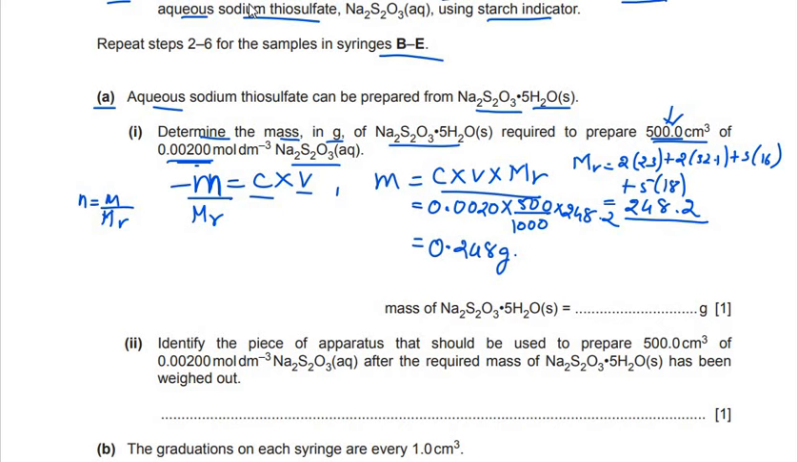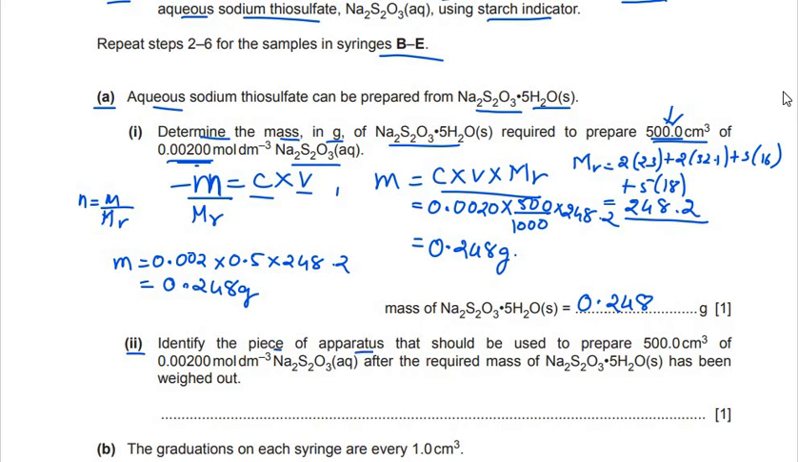You can always write it properly. If I write it properly, then m is equal to 0.002 into 0.5 into 248.2, and the answer is 0.248 gram. This is how we calculate, because here I have done all the calculation work in a very small space. We can rewrite it and write it properly. So here the answer is 0.248 gram.